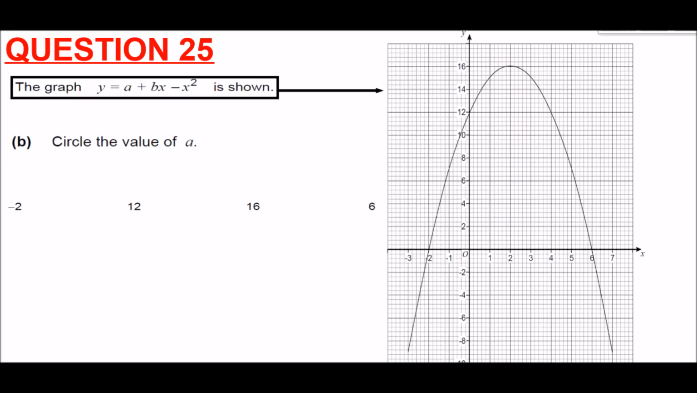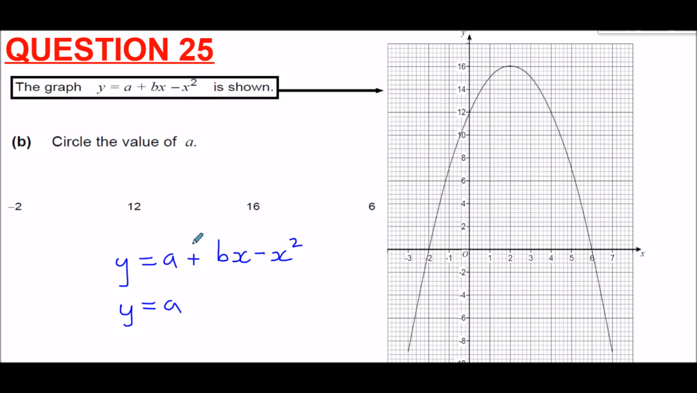Part B, circle the value of a. So if we have a look at the equation, y equals a plus bx minus x squared, we want to work out just a on its own, so we're not interested in anything else apart from a. And so the x's, we just want to not be there. We don't want to look at the x's at all.